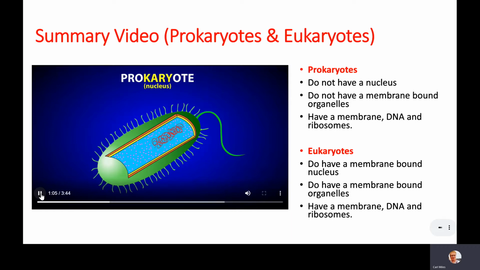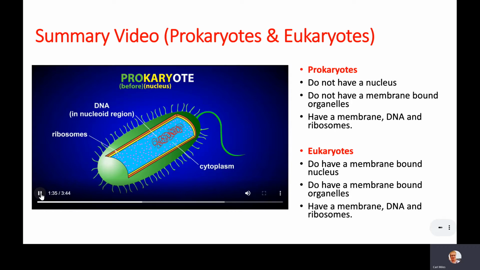Kary means kernel or nucleus, and pro means before. So basically the word prokaryote means before nucleus. The inside of the prokaryotic cell is basically an open unit with no compartments. There are no membrane-bound organelles. However, small structures called ribosomes are scattered throughout its cytoplasm. The cell's DNA is located in a region of the cytoplasm called the nucleoid region.